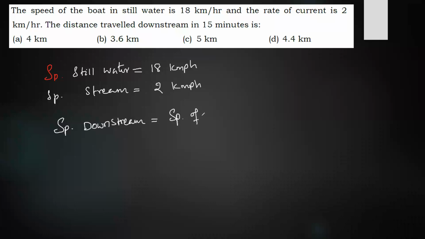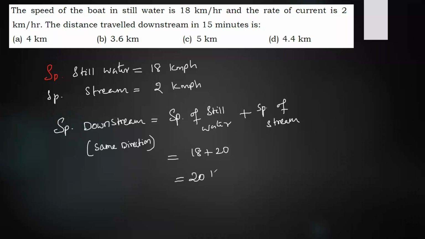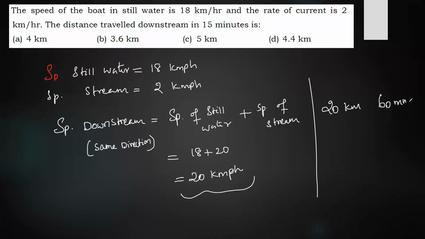The question is the distance traveled downstream in 15 minutes. We need to find the downstream distance in 15 minutes. First, we need to find the downstream speed, how many kilometers travel in one hour. Speed of downstream, add the speeds, right? Downstream is same direction, so add the speeds: speed of still water plus speed of the stream. If you add it, you will get 20 km per hour. Is it clear?